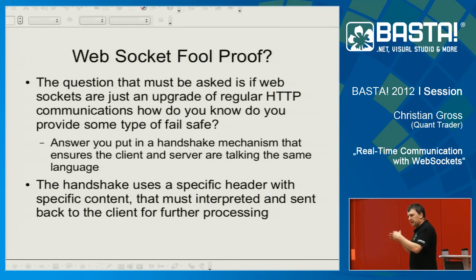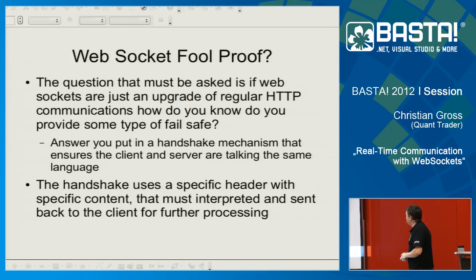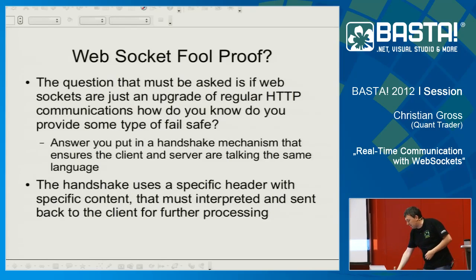Because one of the problems, and I'm going to go back to what I explained a little bit ago, is that you would have an AJAX client making a request to the server, and you wouldn't know if it's a proper client. You wouldn't know if it's maybe just a user who typed in a URL and got that data. What you want with WebSockets is the assurance that whoever makes the call on the WebSocket actually uses a real toolkit, a real programming language, that it's not just a URL. And the way that you do that is you put in a specific header with a specific content that must be interpreted and sent back to the client.